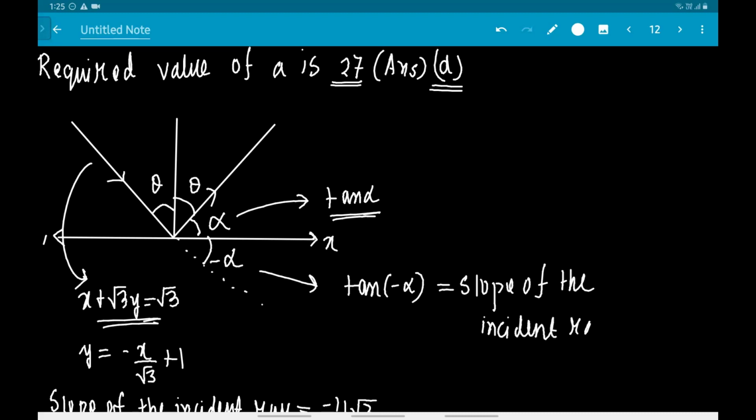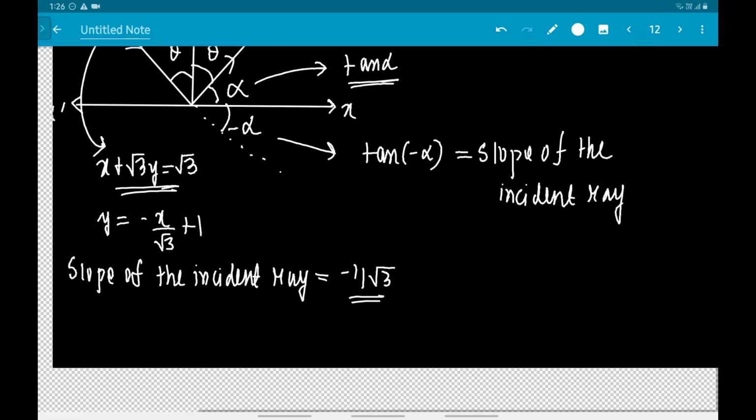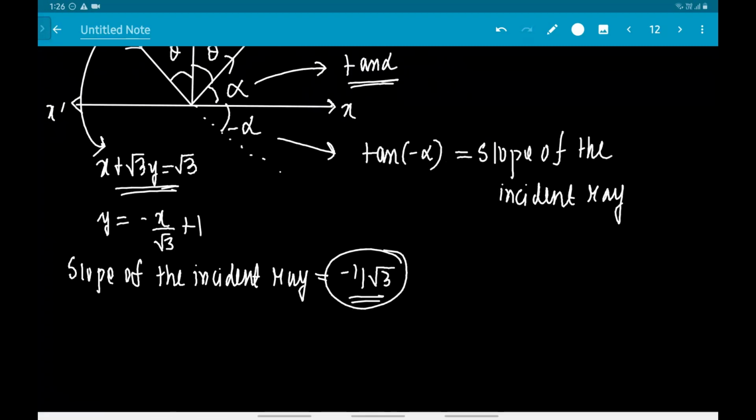Why? Because we have just extrapolated this incident ray. So the angle which it makes with the positive direction of the x-axis will obviously give the slope of this line. Here minus alpha is the angle, so tan of minus alpha will be the slope. Similarly, we have got the slope of the incident ray as minus 1 by root 3. So we can equate these two. So we can write tan of minus alpha is equal to minus 1 by root 3.